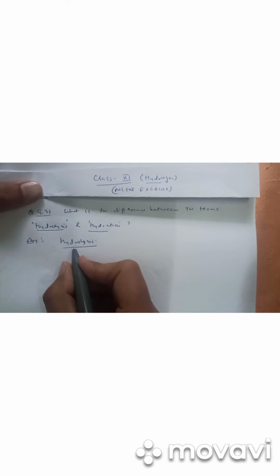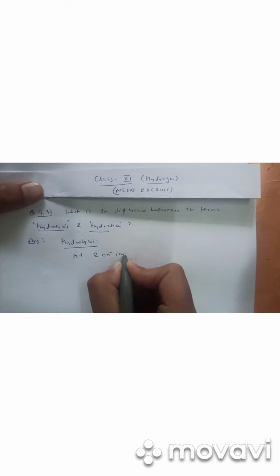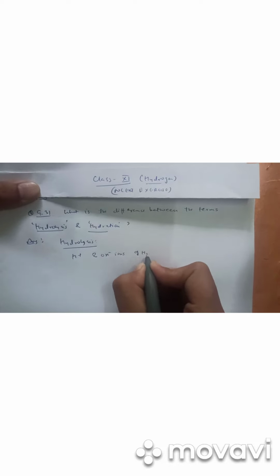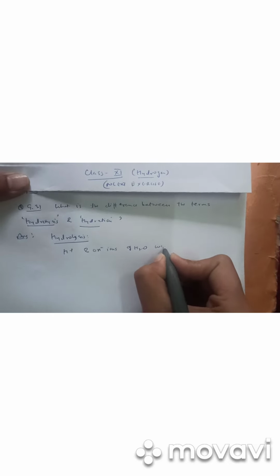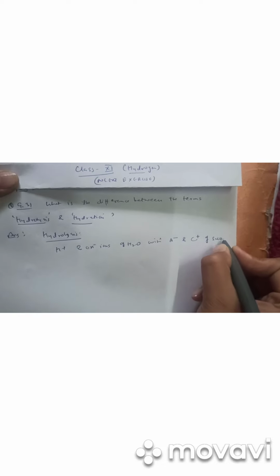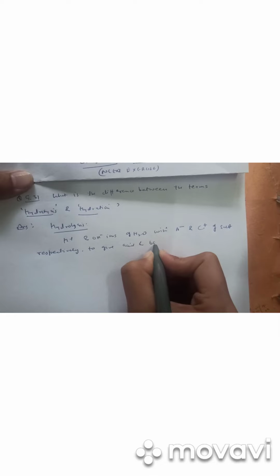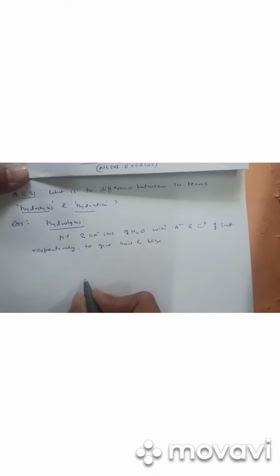So first I will discuss hydrolysis. Hydrolysis means interaction of H plus ions and hydroxide ions of water with the anion and cation of salt respectively. So it gives acid and base. So this process is called hydrolysis.